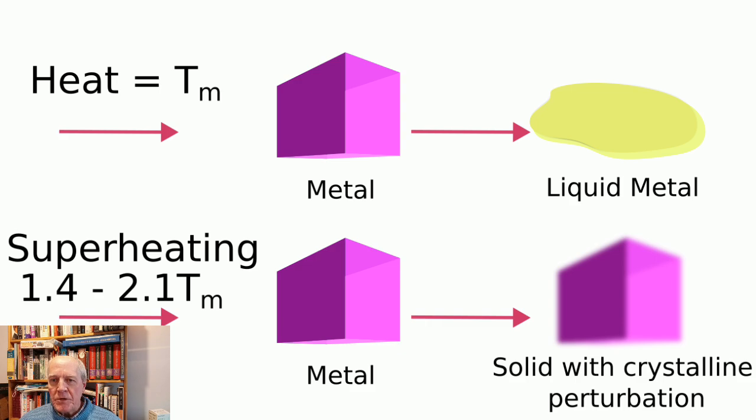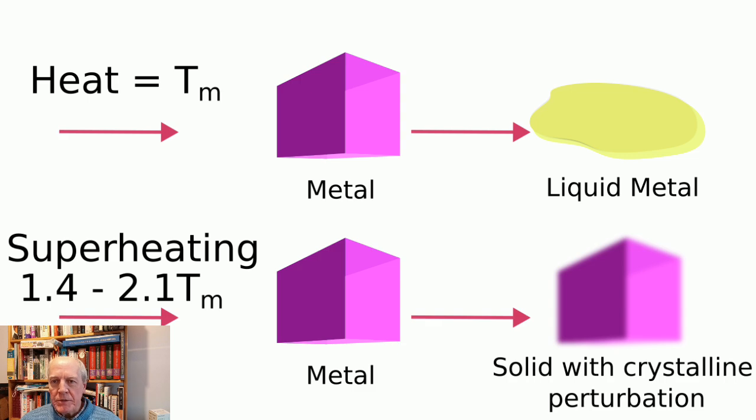On this first slide we can see two heating scenarios. In the top half we have heat going into a metal lattice. The output is shown on the right hand side. So the amount of heat going in is at the melting point, Tm. No surprise, the metal melts.